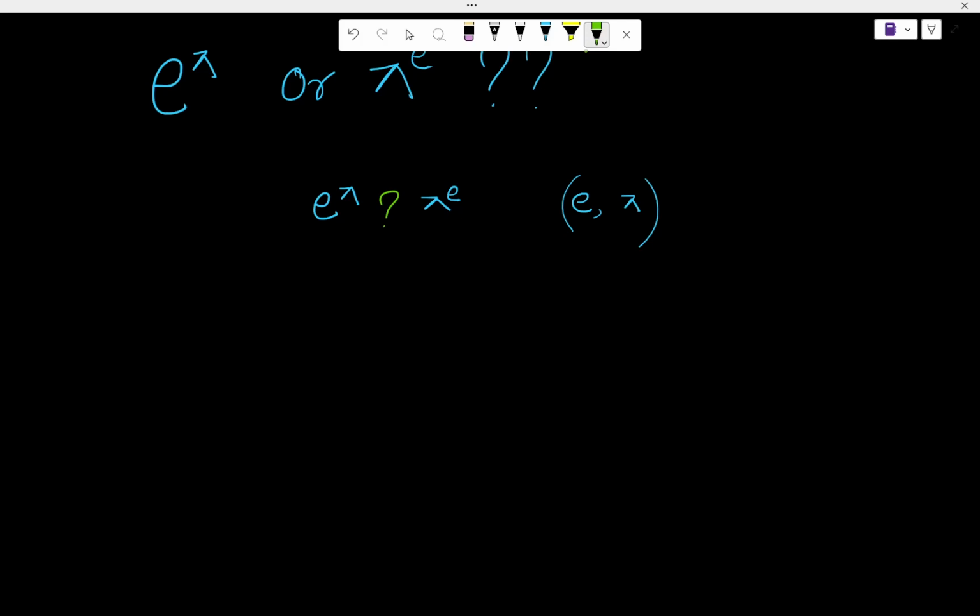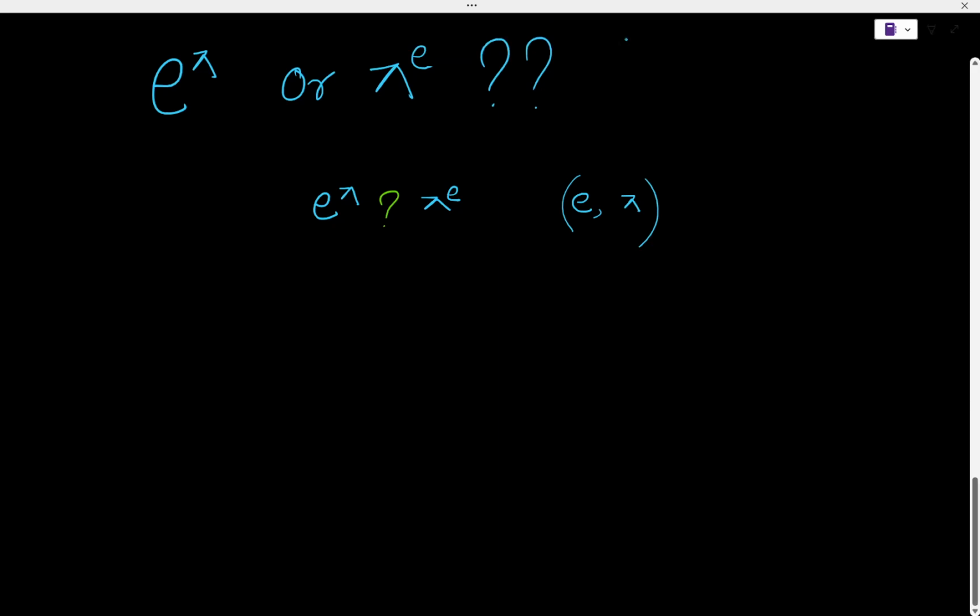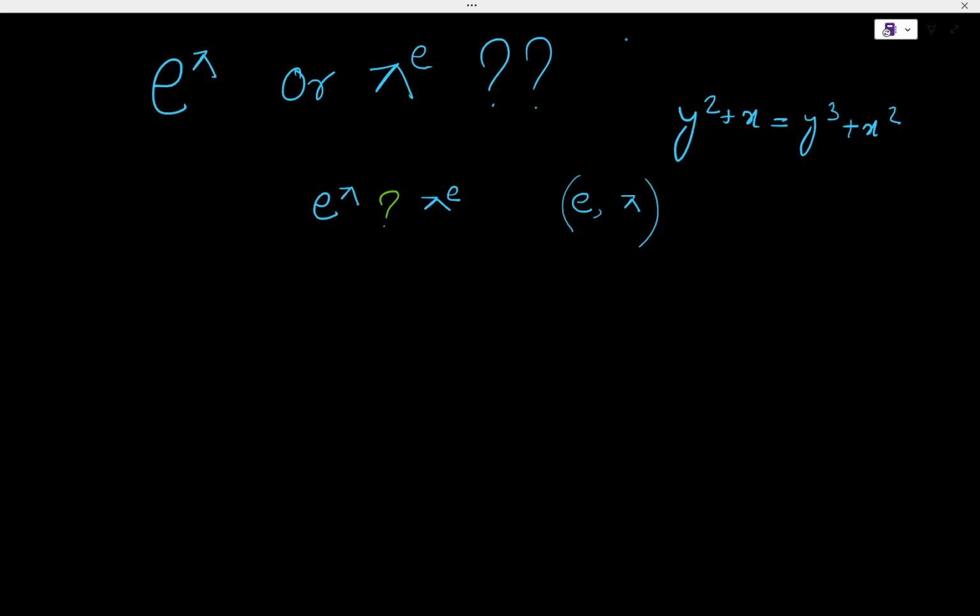Now it's sort of a rule of thumb in mathematics that whenever we are dealing with equations, we try to keep the LHS and the RHS, the left hand side and right hand side, having similar kinds of terms so that it's easier for simplification. For example, if we have an equation like y square plus x is something like y cube plus x square, it just makes sense to take the x square terms to the left and the y square term to the right, so that we have similar terms on one side.